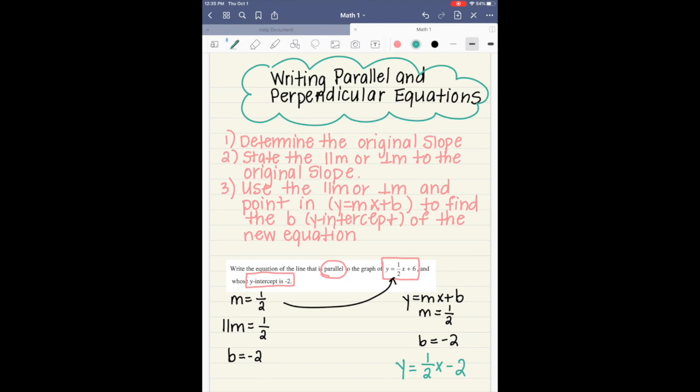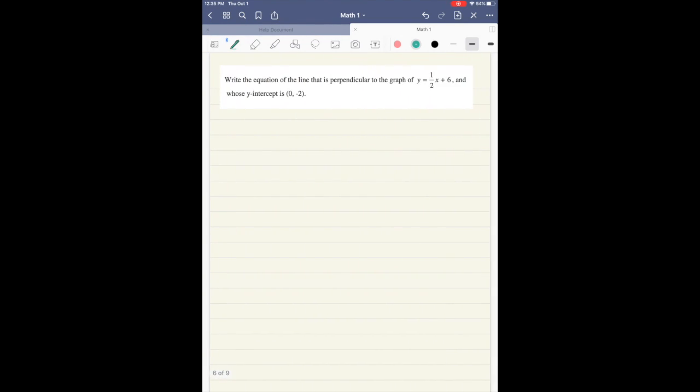All right, so let's look at our next example. The next one says that we want to write an equation, but this time it wants to be perpendicular to this particular equation, and it has a y-intercept at -2. So again, in order to write my new equation, I need to write y equals mx plus b. I know that my original slope is 1/2. But what I want is the perpendicular slope.